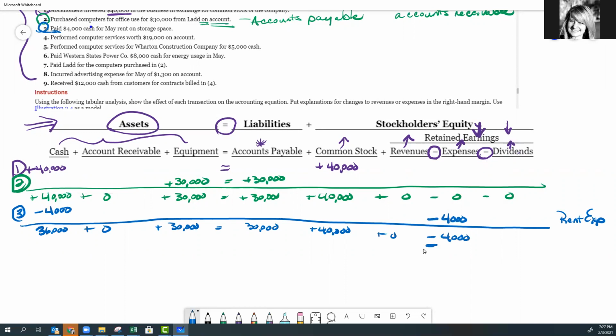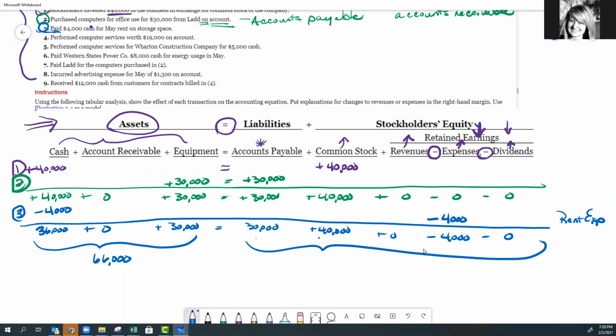Again, we have the minus sign because it reduces stockholders' equity. We have 0 in dividends. So we add this side. We have 66,000 on the left, and let's take a look at the right. We have 30 plus 40, which is 70,000 minus 4 equals 66,000 here on the right, and 66,000 equals 66,000. So we are happy.